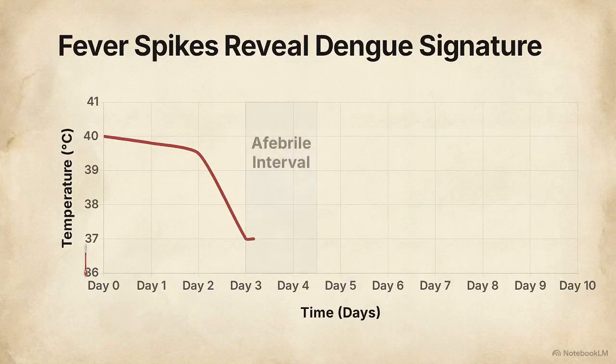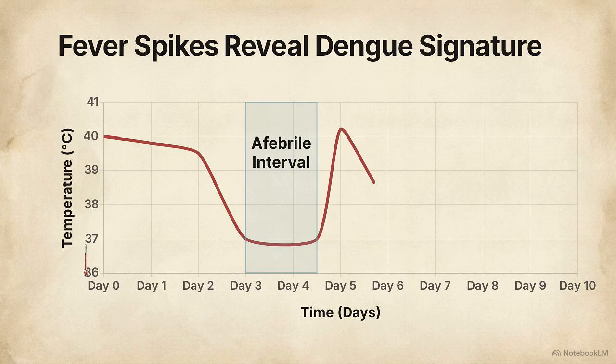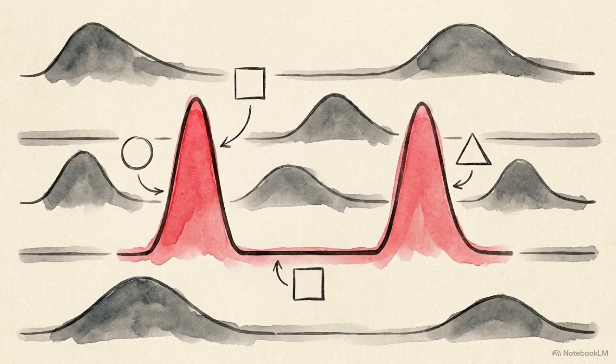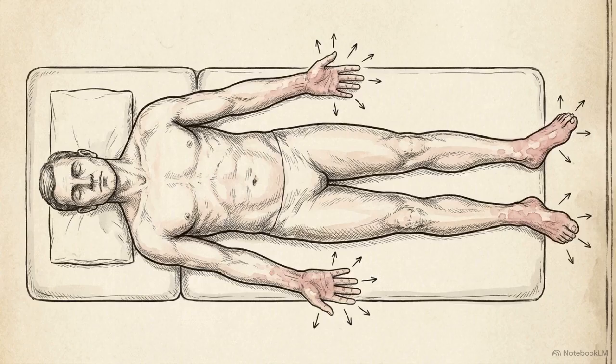For the next 24 to 48 hours, the patient enters an afebrile interval. The intense headaches and joint pains temporarily subside. Then, usually on day 4 or 5, the fever reignites. This secondary spike completes the saddleback curve on our timeline. This biphasic structure is the clinical alarm bell. Very few acute viral infections feature this deliberate pause and resurgence.